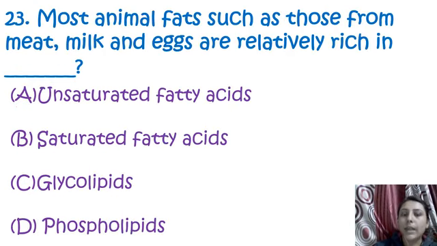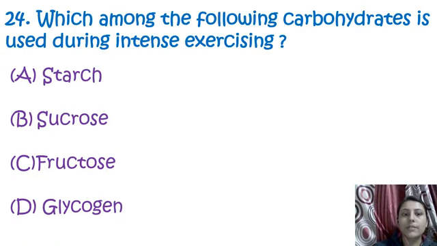Next question is, most animal fats such as those from meat, milk and eggs are relatively rich in saturated fatty acids. Let's discuss some more points about saturated and unsaturated fatty acids. Unsaturated fatty acids are generally obtained from sources like vegetable oils. Saturated fatty acids are obtained mostly from animal fats. Saturated fatty acids are solid at room temperature, and unsaturated fatty acids are liquid at room temperature. Next question is, which among the following carbohydrates is used during intense exercise? That is glycogen.